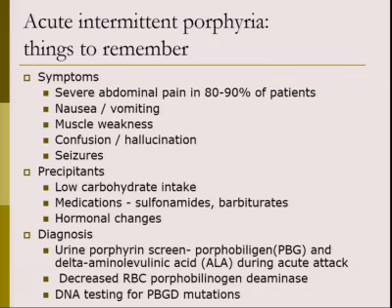The symptoms are severe abdominal pain in those patients that are affected. They may have nausea, vomiting, but also have a neurologic component with muscle weakness, confusion, hallucinations, and seizures. Symptoms may be precipitated by low carbohydrate intake, several medicines, or hormonal changes. And the diagnosis is made by urine porphyrin screen of porphobilinogen and delta-aminolevulinic acid during an acute attack. You can test these enzymes in red blood cells, and there's a DNA test to confirm this mutation.